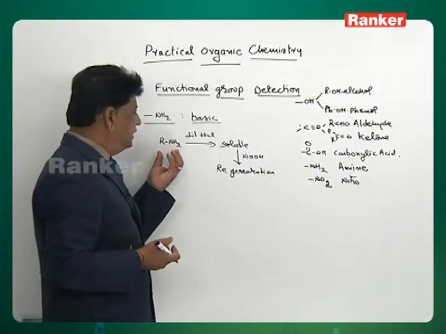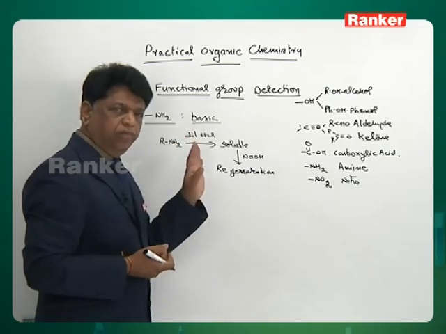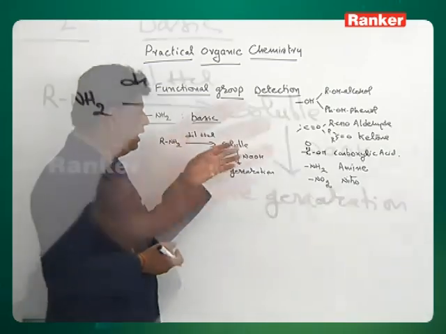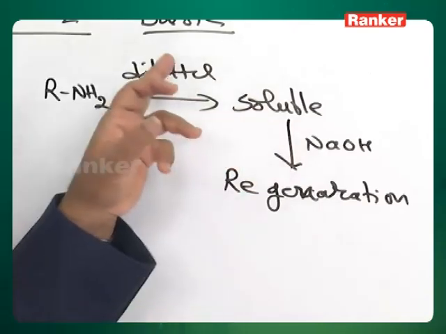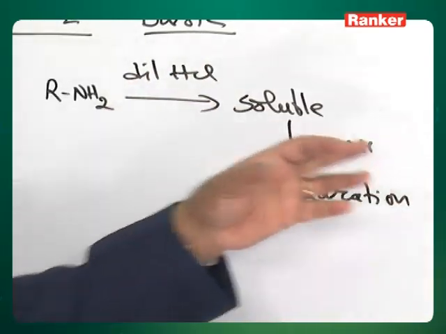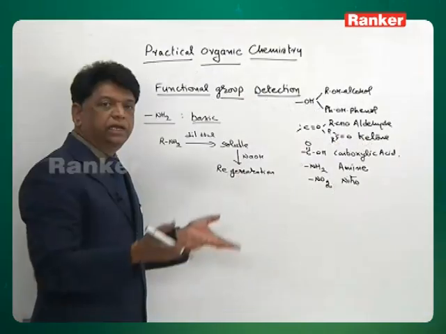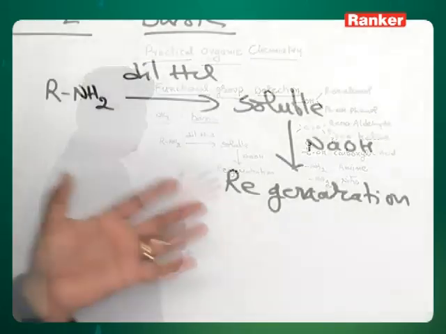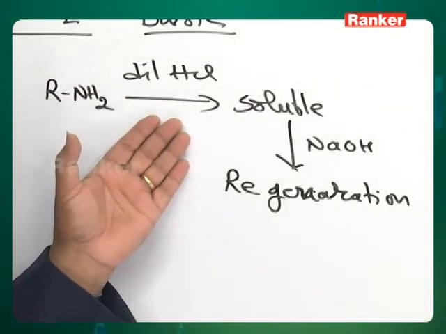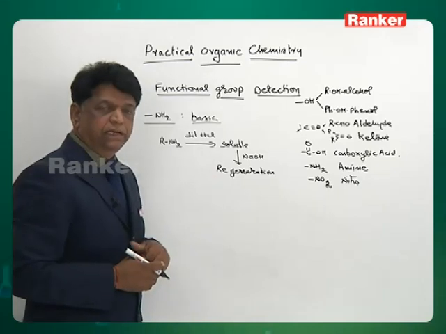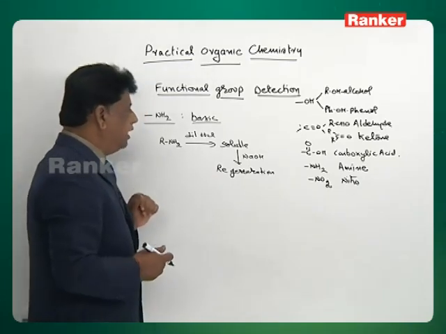Aniline, for example, if you add HCl, it gets dissolved. A single layer is formed. Add NaOH, HCl reacts, NaCl and water are formed, in which it is not soluble. Therefore, again aniline is regenerated. So, solubility in HCl followed by regeneration of the base confirms the amine function.